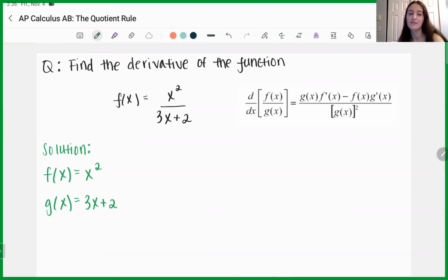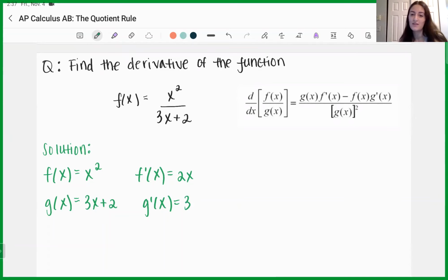And then the next step is to find f prime and g prime. So to do that, all we have to do is take the derivative of f of x and take the derivative of g of x. So f prime of x is just going to be the derivative of x squared. And if we use power rule on that, we should get 2x. And then same, let's take the derivative of g. So g prime of x is going to be the derivative of 3x plus 2. Taking the derivative of a constant makes it just go away, go to 0. So the 2 goes away. And then the derivative of 3x is just 3. So what we've done now is we've figured out what f, g, f prime, and g prime are.